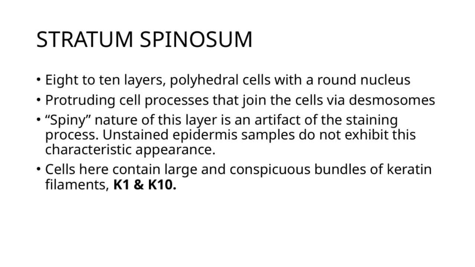Now, let's take a closer look at the stratum spinosum. This layer typically contains about 8 to 10 layers of cells. These cells are polyhedral in shape, meaning they have multiple flat sides, and each contains a round nucleus at its center. If you look at these cells under the microscope, you'll notice protruding cell processes that connect neighboring cells through structures called desmosomes. These desmosomes act like cellular glue, providing strength and cohesion to the tissue.